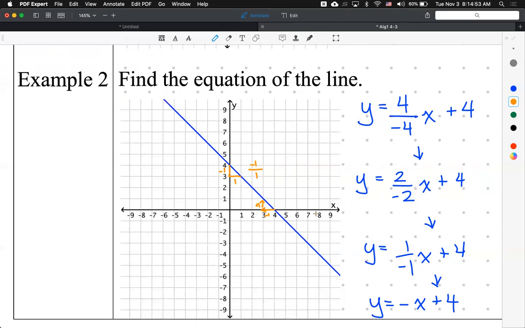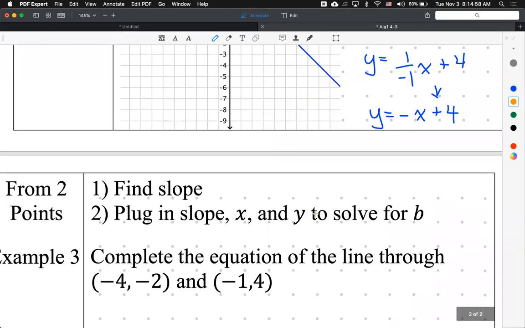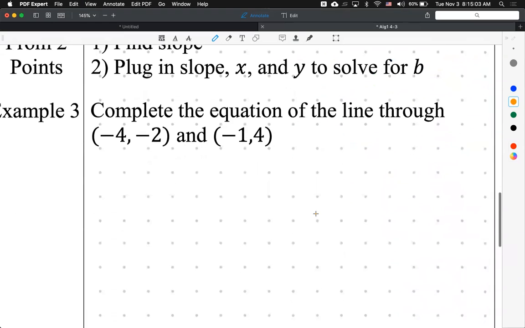4, okay. 4, got it. All right, let's move on to a new type of problem then. We're on the back side. Okay, so these, I'm only going to give you 2 points, and I'm not going to give you them on a graph, just like that.